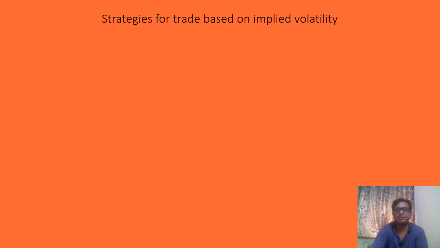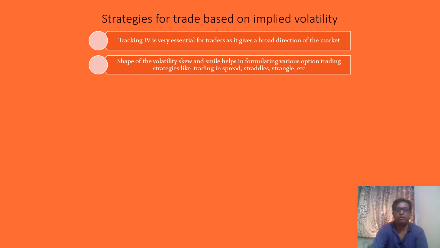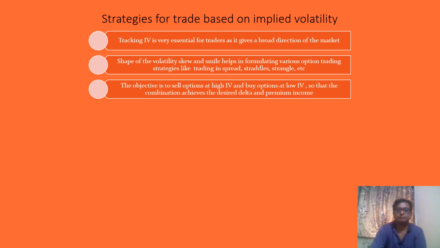Now, how to strategize for an option trade based on volatility. Tracking IV is very essential for traders as it gives a broad direction of the market. The shape of volatility, skew and smile help in formulating various option trading strategies like trading in spread, straddle, strangle, etc. The objective is to sell options at high IV and buy options at low IV so that the combination achieves the desired delta and premium income.